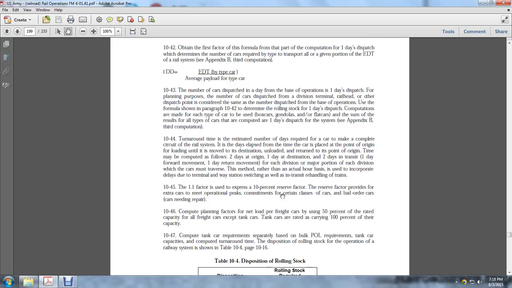1045. The 1.1 factor is expressed as a 10% reserve factor. The reserve factor provides extra cars to operate pre-commitments to certain classes of cars, and for bad order cars needed for repair.